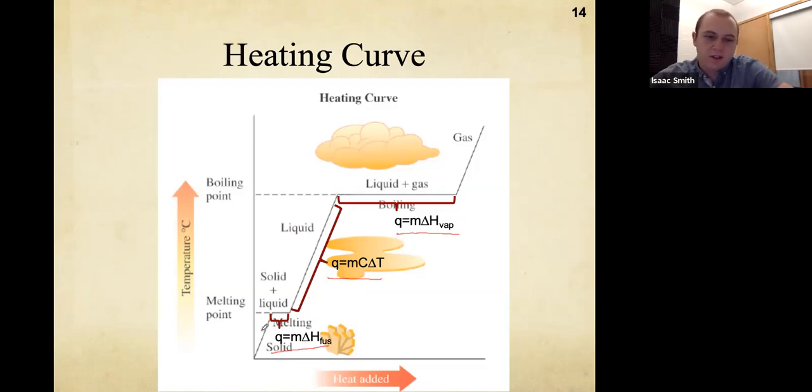So now, we can do problems where we start anywhere on this line and go to another place on the line. For example, let's say we start at this part. Then we want to see how much energy is required to take that solid to a gas at 120 degrees Celsius, okay? Right now this is at 0 degrees Celsius.